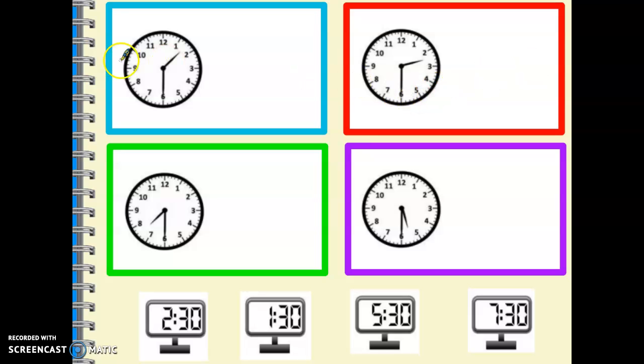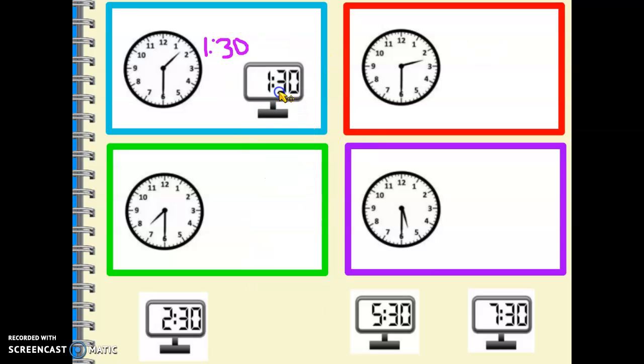So let's see. Let's look at this analog clock. This here, the hour hand is between 1 and 2. So it's not 2 yet. So it's 1. And then the minute hand is on the 6, meaning 30. So the time for this is 1:30. Let's see, which clock matches that? 1:30. Awesome.